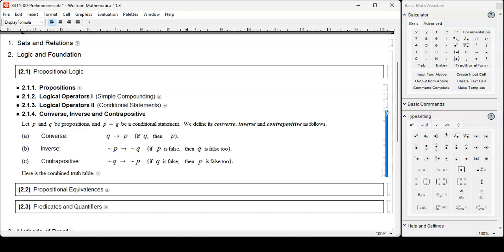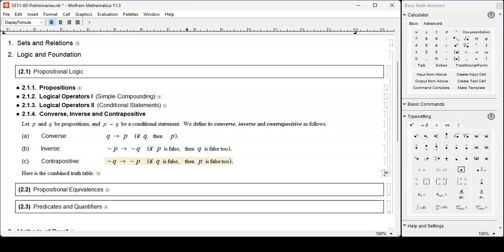Final topic. If you have an implication, an if then statement, or conditional statement, then the other way around is called the converse, if Q then P. And same direction but negated, not P then not Q, is called the inverse. And opposite direction and also negated, not Q then not P, is called the contrapositive.